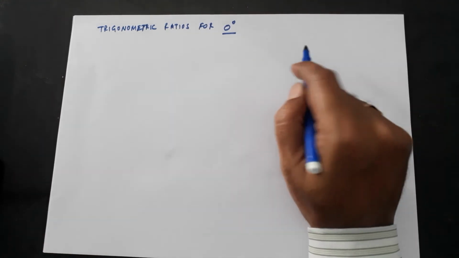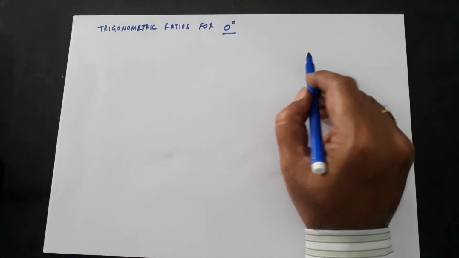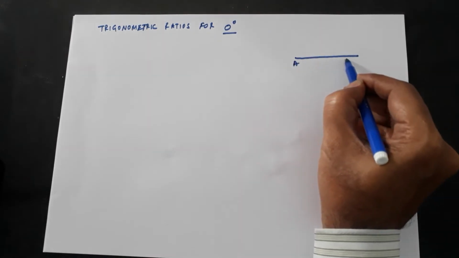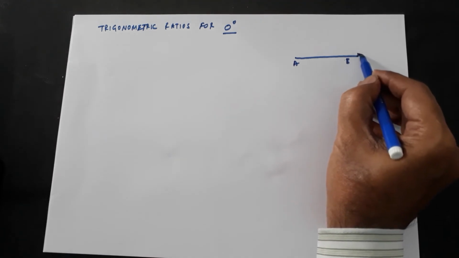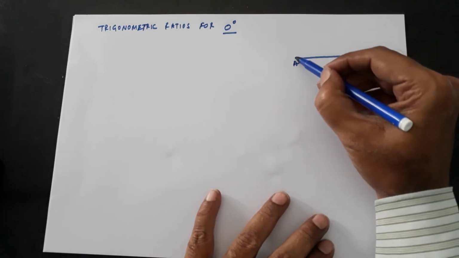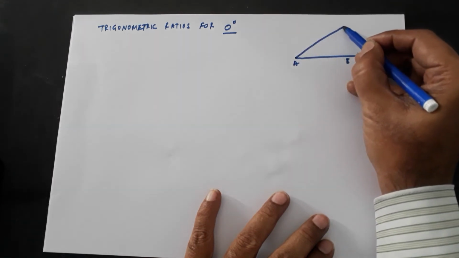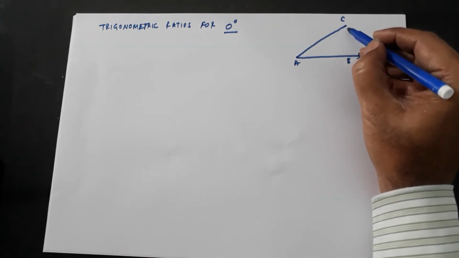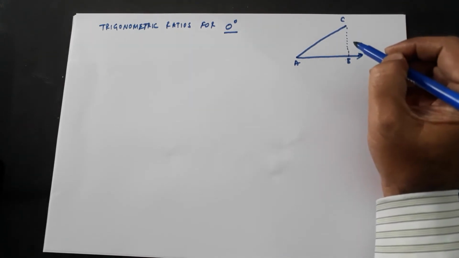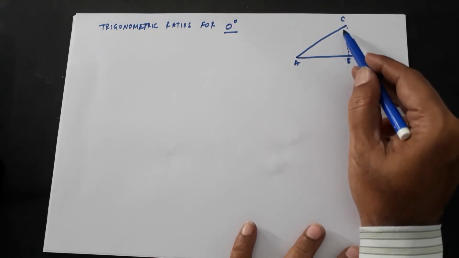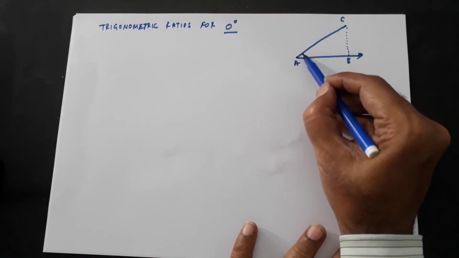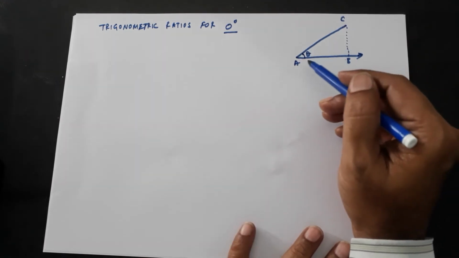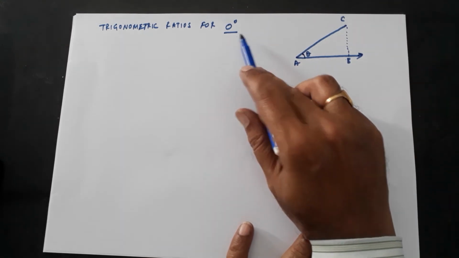Okay, so watch carefully this one. If we take a line AB, and there is another line BC. Normally for any trigonometrical ratio we will take a triangle, because here there will be an angle theta. So this theta can be 30, 60, 45. So here it should be 0.